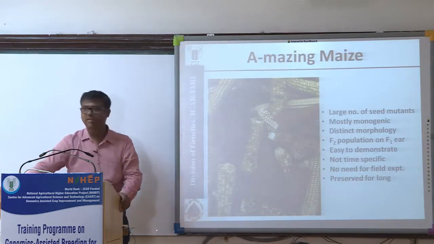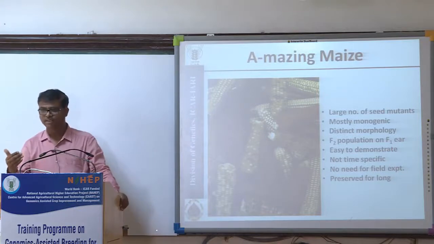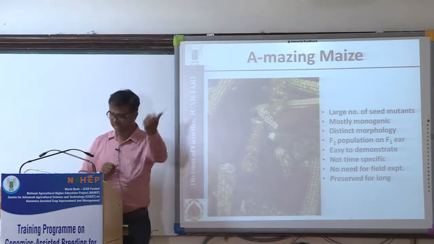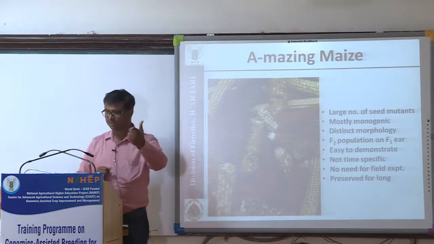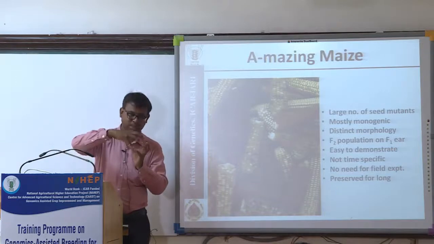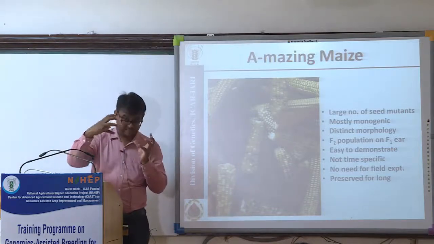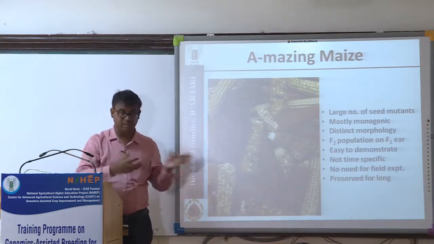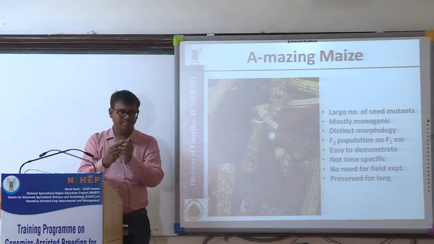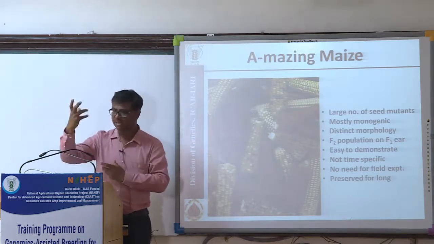Then another is, if I give you an F1 cob, means the cob you harvest from the F1 plant or hybrid, the seed is the next generation, seed is the F2, right? So in the one cob, you can see 400 to 600 grains per cob in case of hybrid. All the F2 grains are embedded on the cob. So entire variation you can see just by looking at the cob.